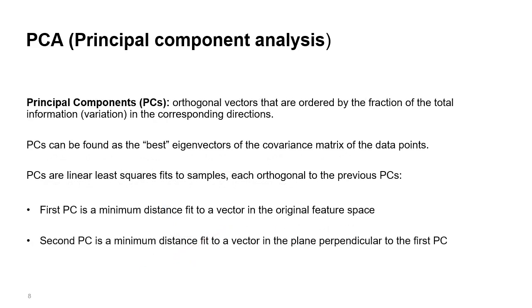Principal components, PCs, are orthogonal vectors that are ordered by the fraction of the total information in the corresponding directions. PCs can be found as the best eigenvectors of the covariance matrix of the data points. PCs are linear least square fits to samples, each orthogonal to the previous PCs. First, PC is a minimum distance fit to a vector in the original feature space. Second, PC is a minimum distance fit to a vector in the plane perpendicular to the first PC.